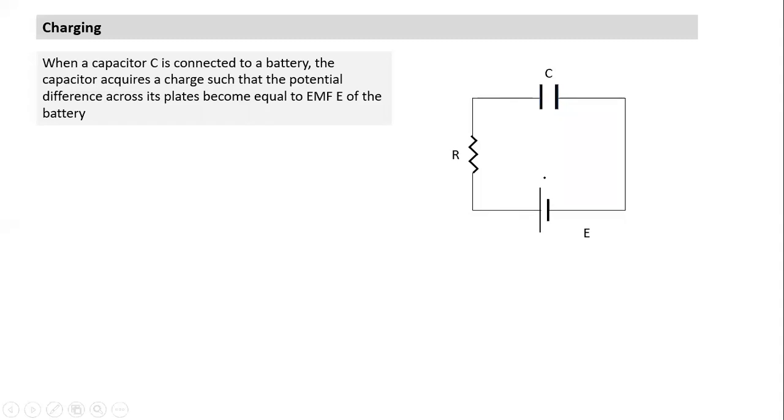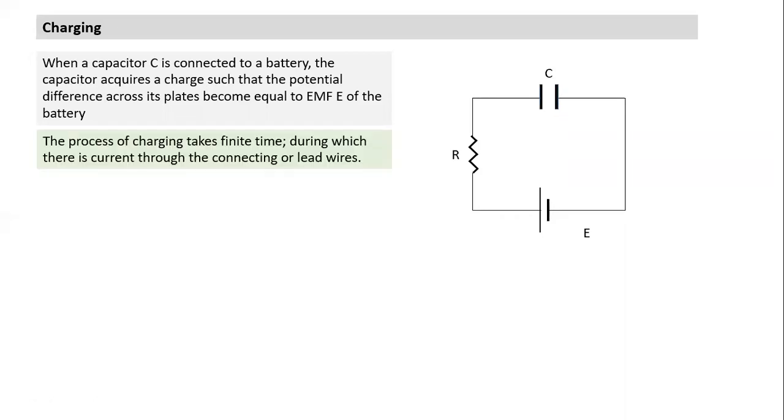So this circuit with a battery we call a charging circuit. When we connect like this, the capacitor will get charged. The process of charging takes finite time. During the charging process, there is a flow of charge from the battery to the capacitor, and since there is a flow of charge, there is a current in the lead wire. During this process, the current is not constant. As we have seen before, the applied or battery voltage gets divided into two parts during the charging process: some potential drop across the resistance and the remaining potential drop across the capacitor. So the source voltage gets divided between the capacitor and the resistor. That's what happens during the charging process.